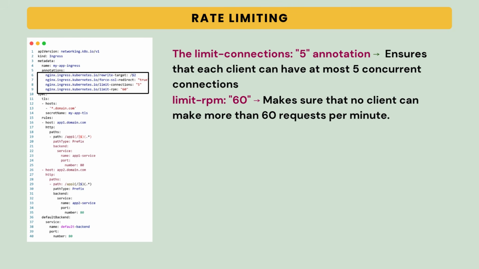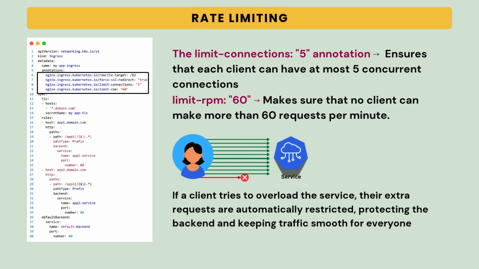While limit-rpm is set to 60, it makes sure that no client can make more than 60 requests per minute. This way, if a client tries to overload the service, their extra requests are automatically restricted, protecting the backend and keeping traffic smooth for everyone.